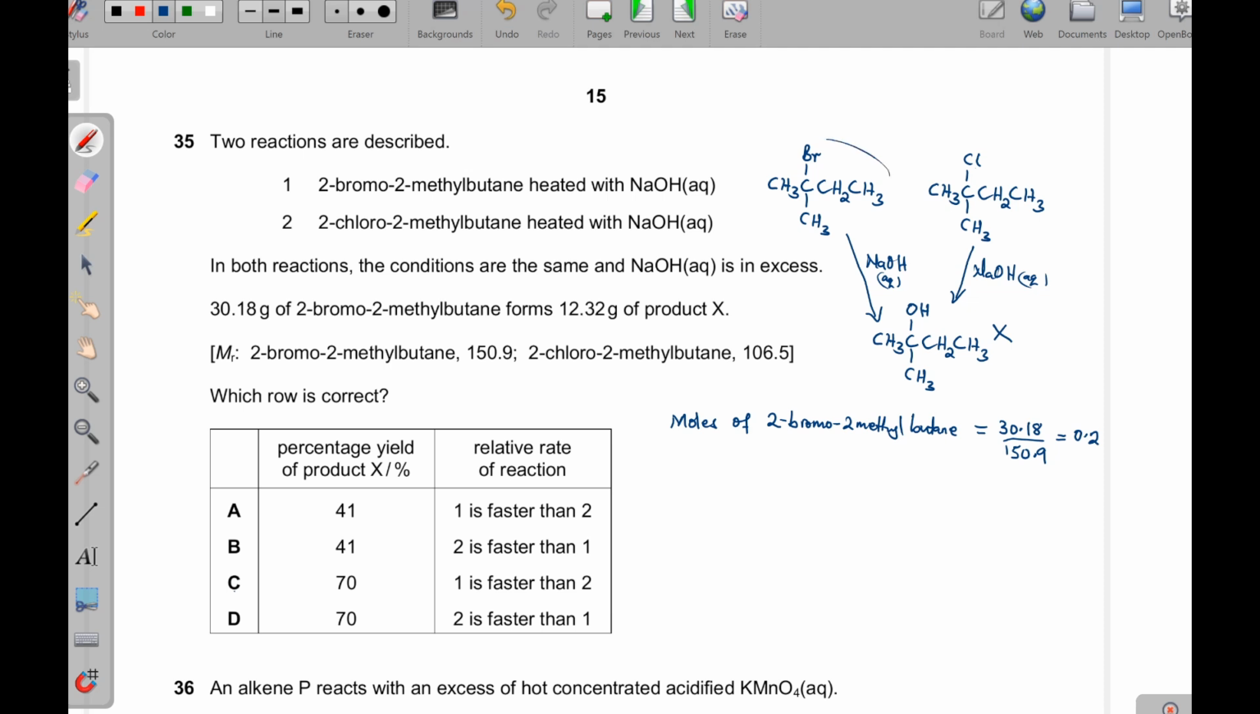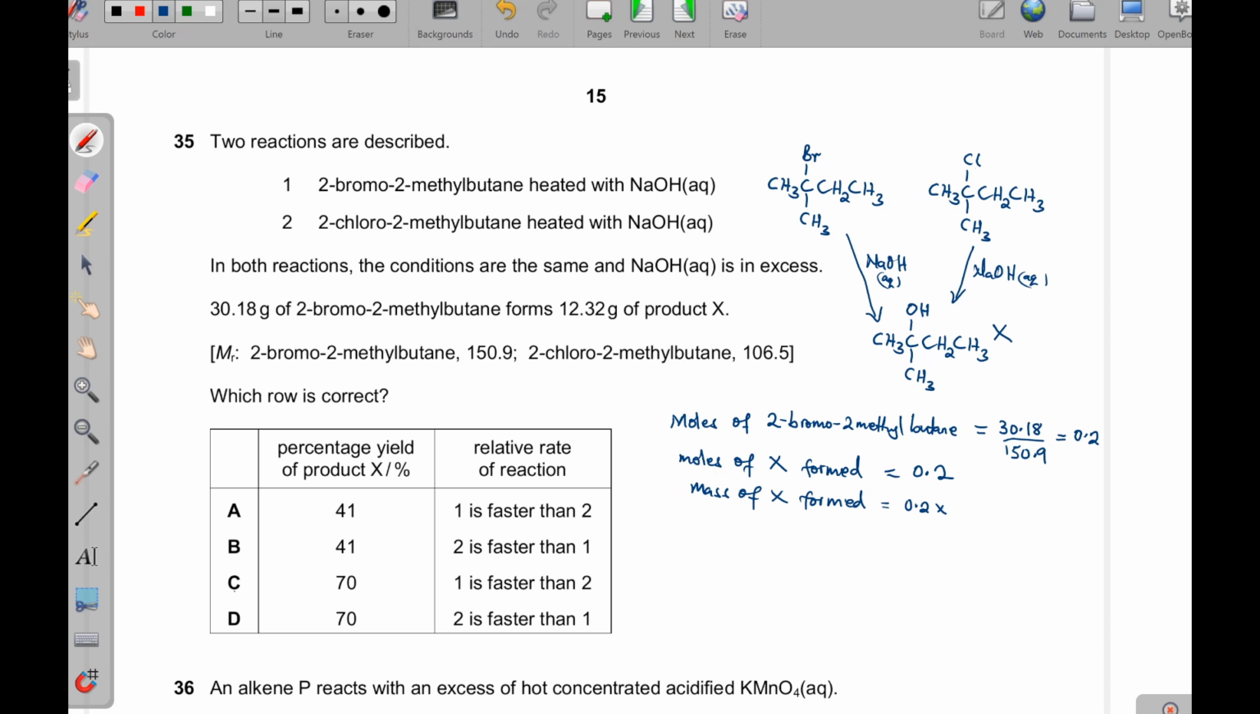So since the mole ratio is 1:1, that means these are the same number of moles of X that are formed. Are we there? So moles of X formed is also 0.2. You see that? Then from there, let us get now the percentage yield. We have to get the mass. So mass of X formed, it is going to be this 0.2, then times the MR of X.